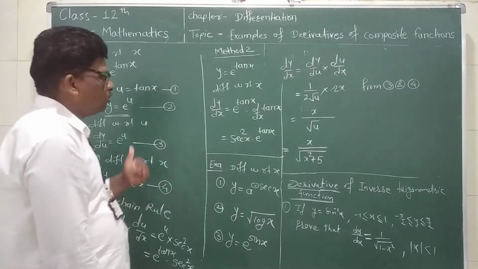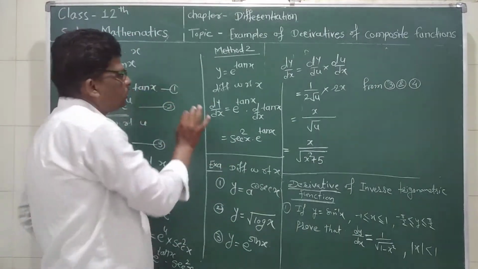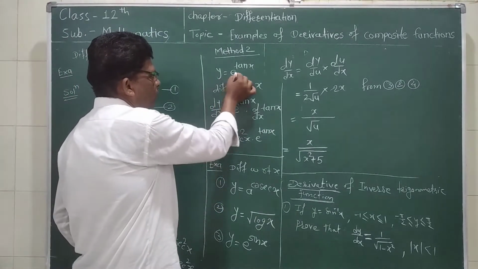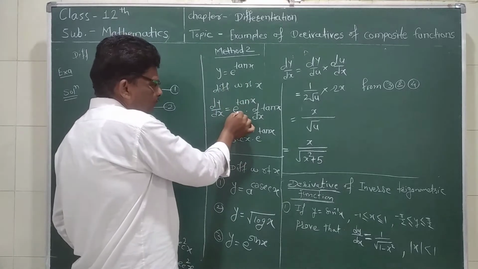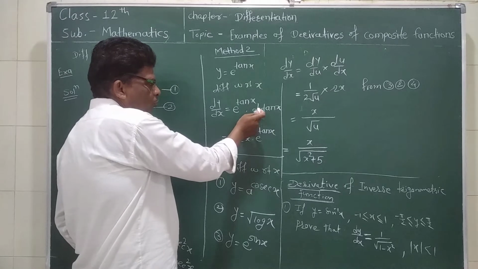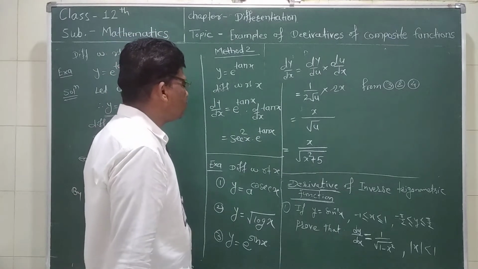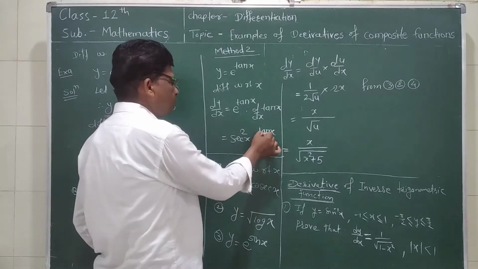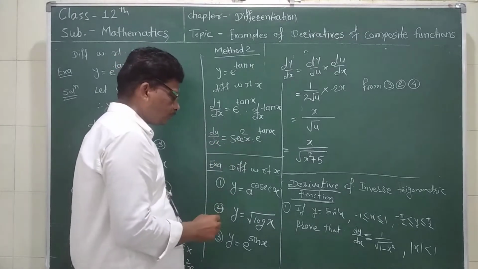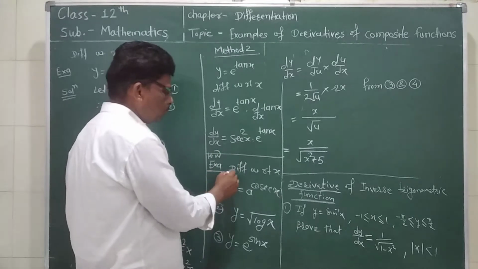This example can also be solved by the direct method. Both methods solve this composite function. In the previous video we also saw that. So y equal to e to the power tan x, differentiate e to the power x as it is e to the power x, but the exponent is not x. So tan x is differentiated again, so the derivative is sec square x into e to the power tan x, that is dy by dx.